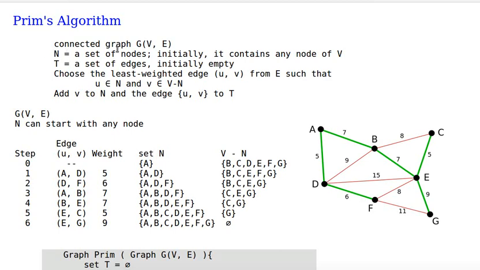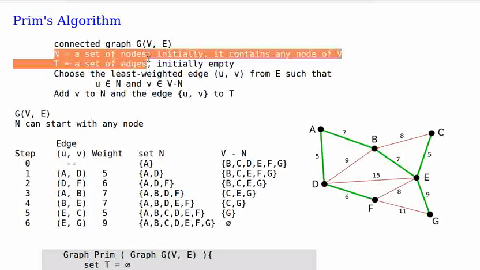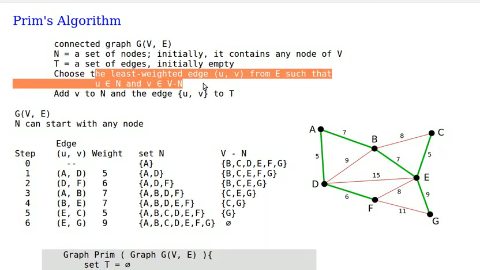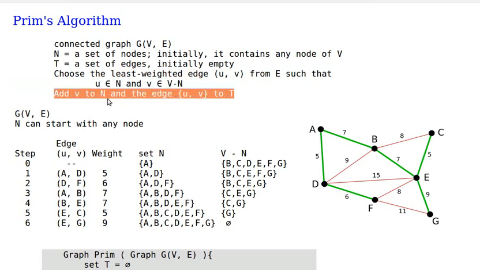Suppose we are given an undirected graph G with a set of vertices V and a set of edges E. Let N be a subset of vertices, and T a subset of edges, which can be regarded as a tree. Initially, N contains a single arbitrary vertex of the graph and T is empty. At each step, Prim's algorithm searches for the shortest edge (U, V) such that U is in N and V is in V minus N. It then adds V to N and the edge (U, V) to T. Consequently, at any instant, T forms an MCST for the vertices in N. We continue thus until all vertices of the graph have been included in N.